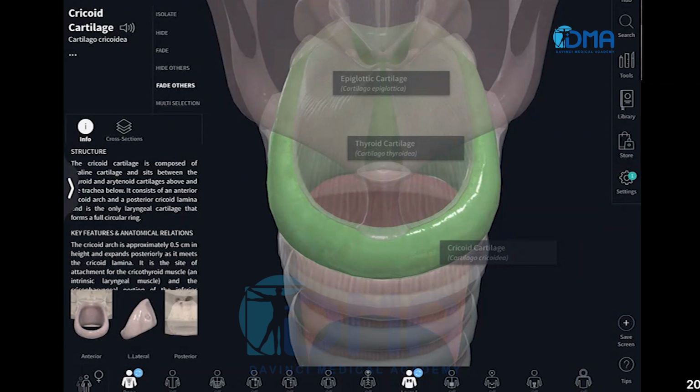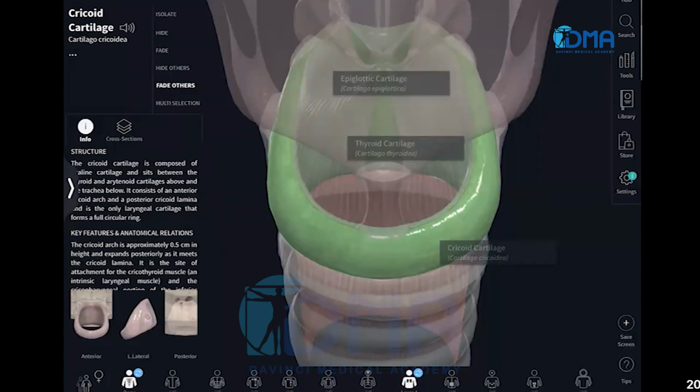Now you look above. Above, we are having a thyroid cartilage. Below, we are having a trachea. So below the cricoid cartilage, trachea is starting. Okay. So cricoid cartilage has two relations. Superiorly, it is related with thyroid cartilage. Inferiorly, it is related with trachea.